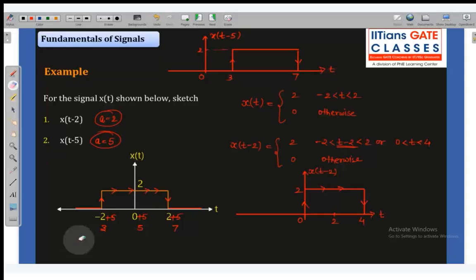So area also will not change, because the width and height are both the same. You can see that the area is 4 into 2, 8. Here also you can see that the area is 4 into 2, 8. And here also this area is 4 into 2, which becomes 8. So the area is not going to change by shifting. So shifting does not affect the area of the signal.